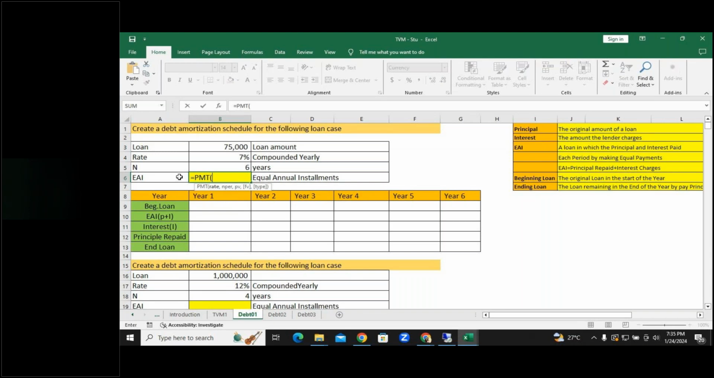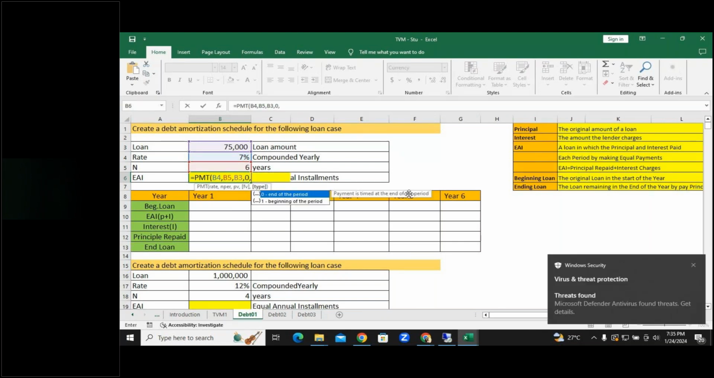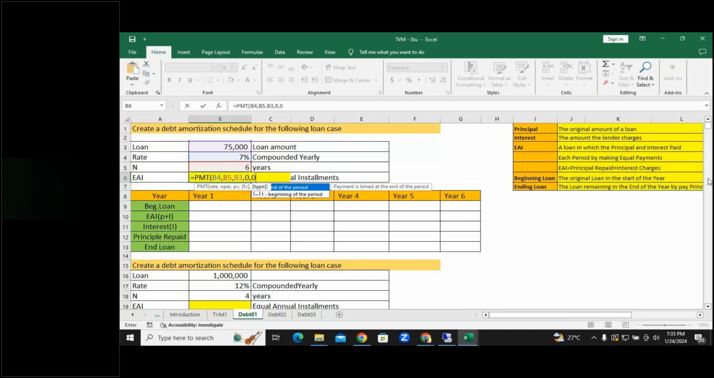PMT, rate of interest is 7%, comma. Here I am going to take the cells directly. NPER is 6 years, comma, PV is 75,000, comma, future value is 0, and I have to check it for end of the period. Close the bracket, enter. So every year I am supposed to pay 15,734. That is the EAI I have to pay every year.